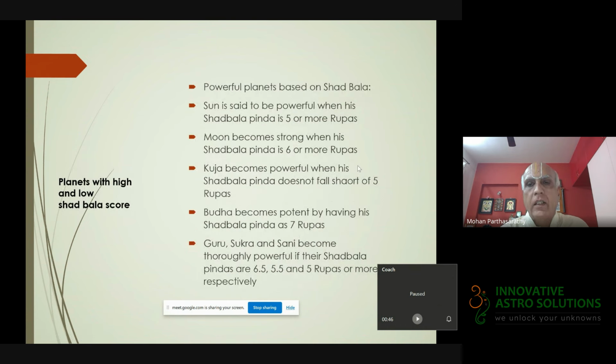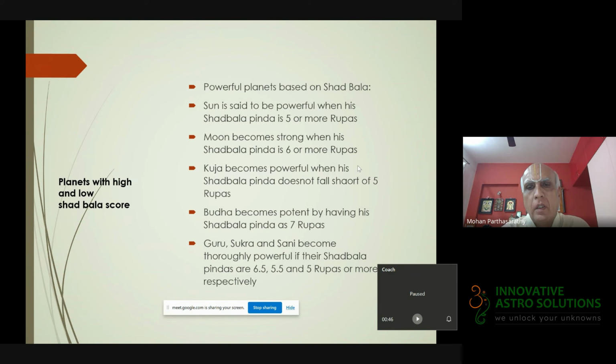Planets with higher Shadbala score in order as below. Sun is said to be very powerful when its Shadbala Pinda is 5 or more rupas. Moon becomes very strong when its Shadbala score is 6 or more rupas.